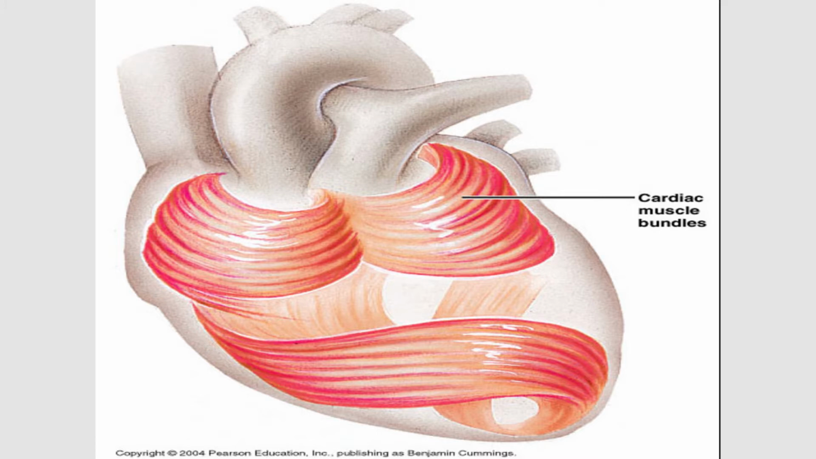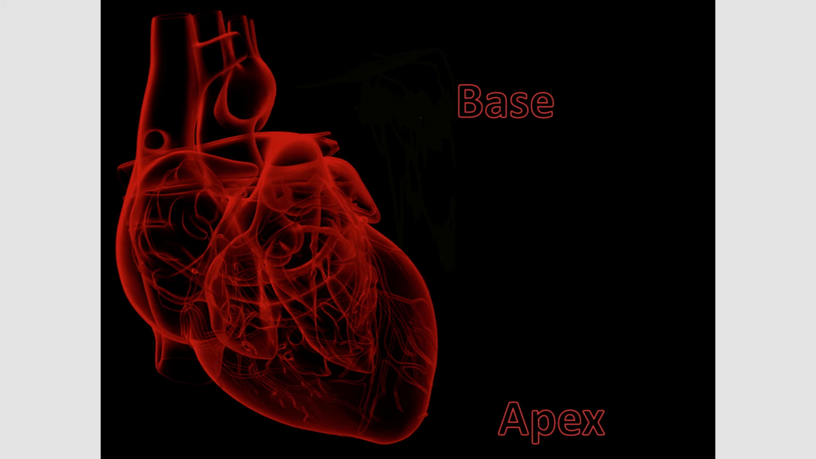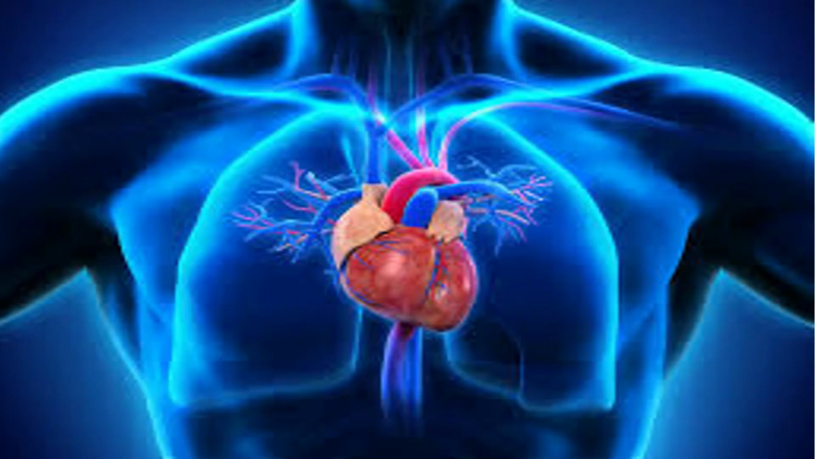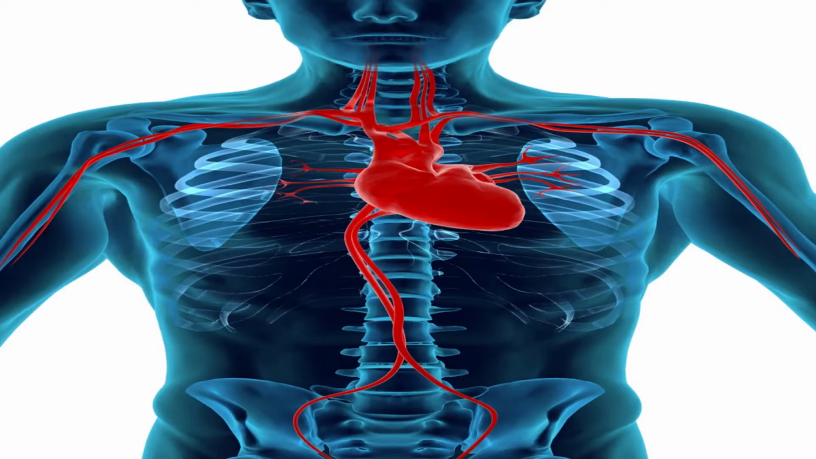Heart is a hollow, muscular, conical-shaped organ made up of cardiac muscle. Its apex is at the bottom and its base is at the top. Heart is located in between the two lungs in the thoracic region and protected by the rib cage.